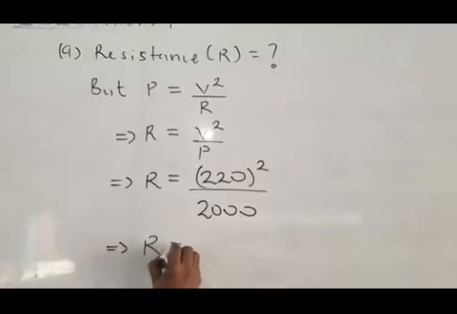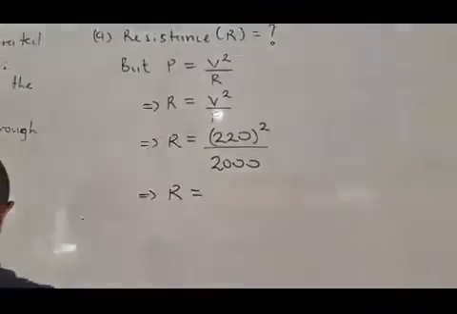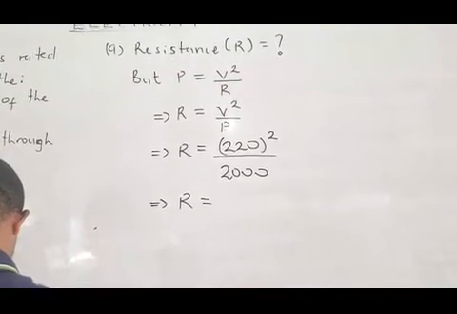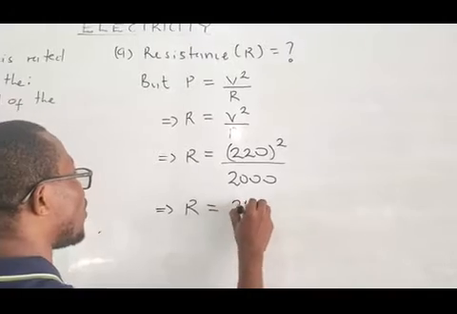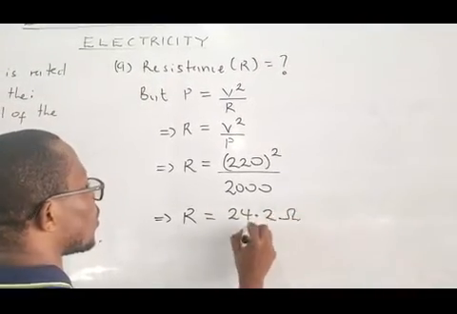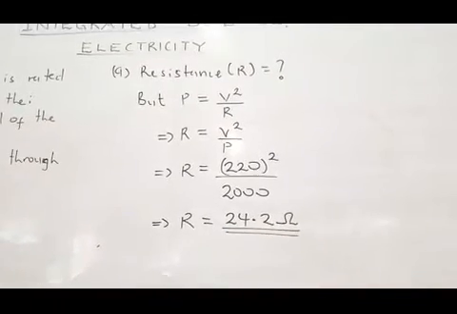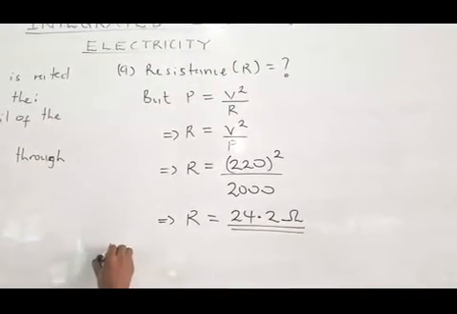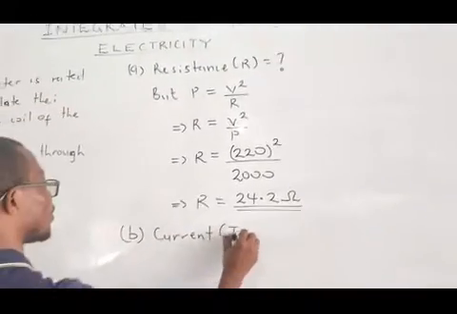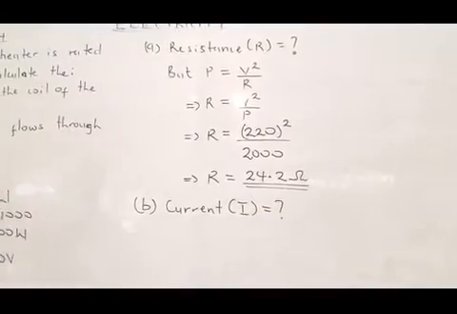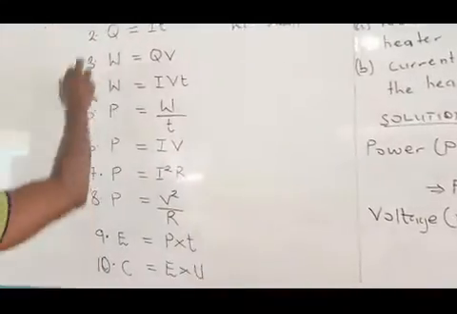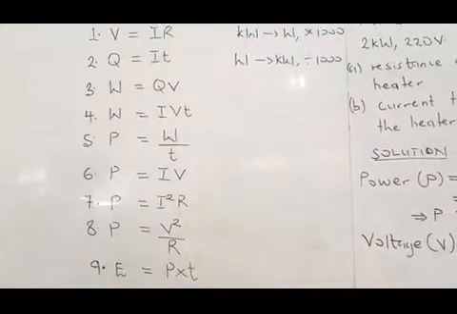So when you punch it on your calculator, that'll give you 24.2 ohms. Okay, so that is the resistance. Now for B, you have to calculate for the current. So which equation will you use? You can use equation 1, voltage equals IR.